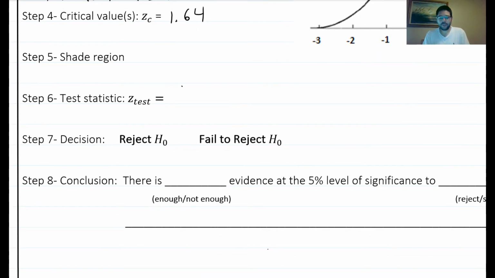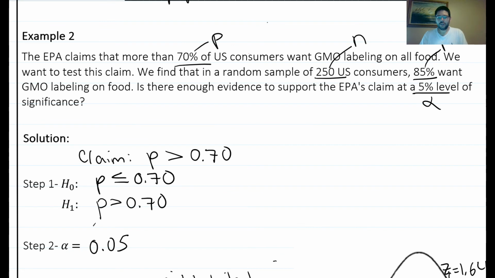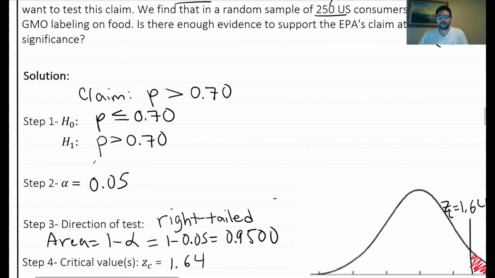Now we're going to calculate our z-test. So remember the same formula, p hat minus p over square root of pq over n. The p they told us in this problem, so going back to the original problem here: 70% of US consumers want GMO labeling on all food. That was p. And then 85%, that's our p hat. Okay, so 0.85, and then n is 250.